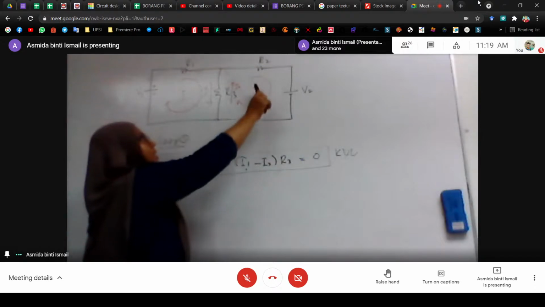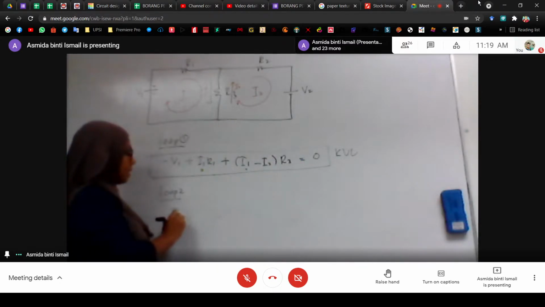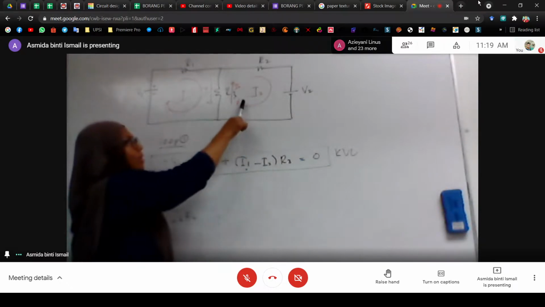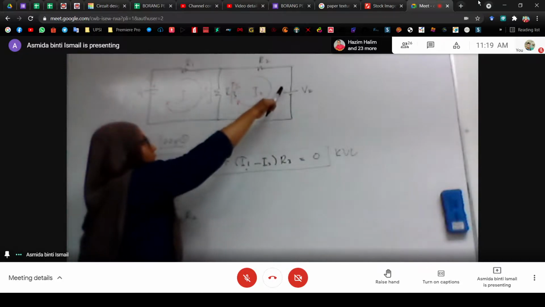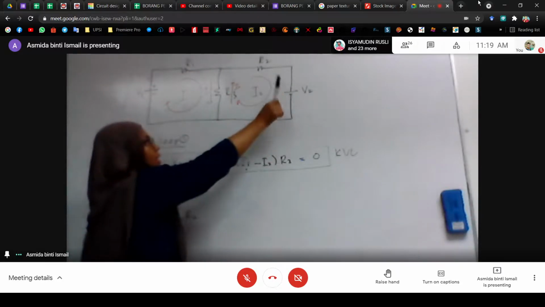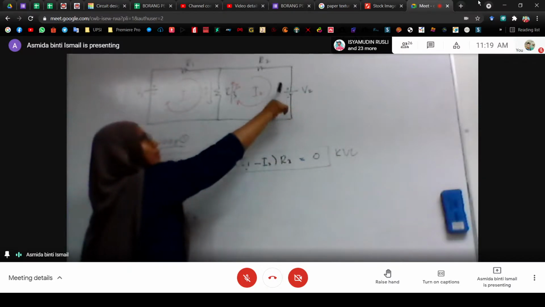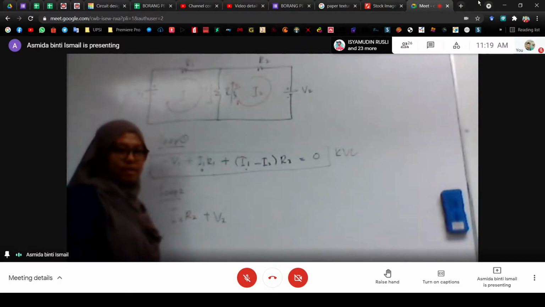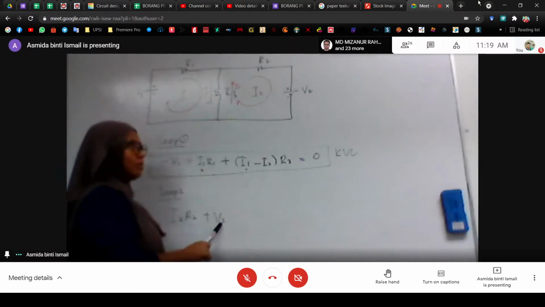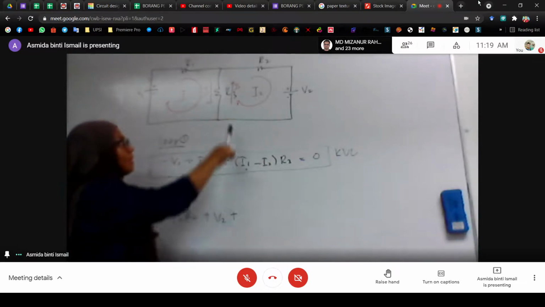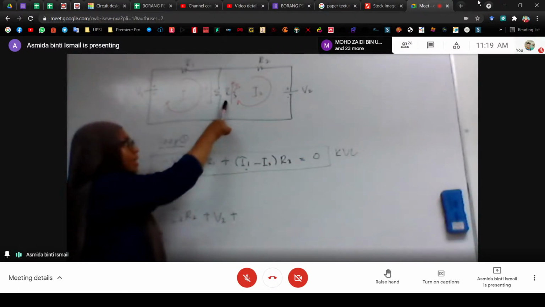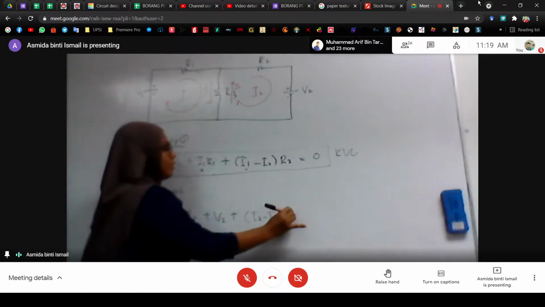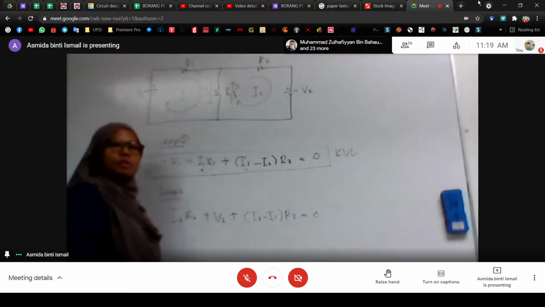So voltage here is I2 times R2. Right. So this is I2. Your arrow will be positive first, so plus V2. And then plus voltage here. Voltage here is I2 minus I1 times R3.